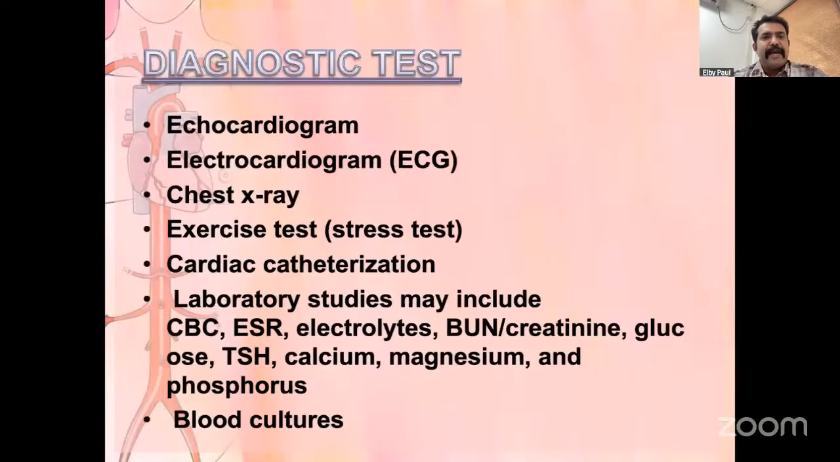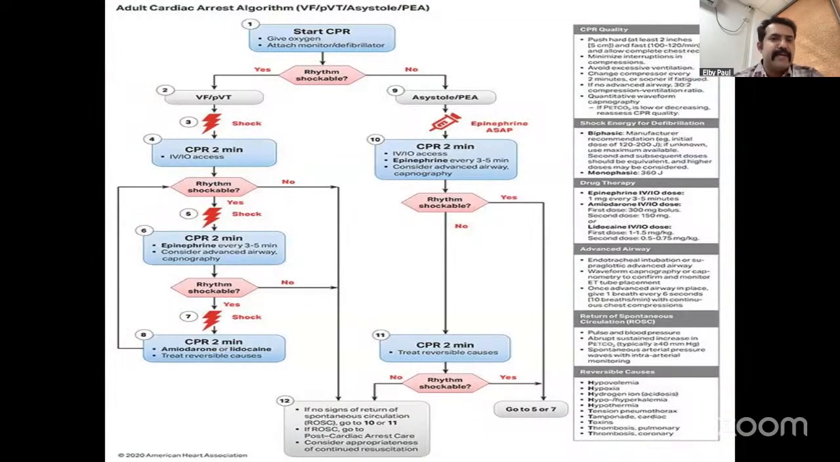Okay. Diagnostic tests, again same, echocardiogram. We cannot predict cardiac arrest, but we can identify the baseline causes that can lead to a cardiac arrest. So echocardiogram, ECG, chest X-ray, TMT, cardiac catheterization, laboratory studies like CBC, ESR, electrolytes, BUN, creatinine, glucose, TSH, calcium, magnesium, phosphorus, blood cultures. These yearly physical checkups can rule out, yes, this patient has this much risk for a cardiac arrest. Okay, this is the algorithm of a cardiac arrest.